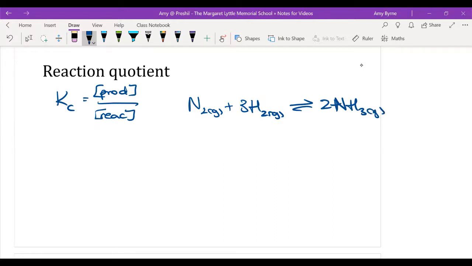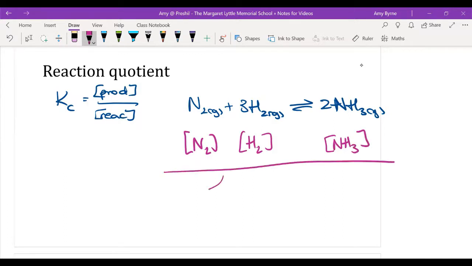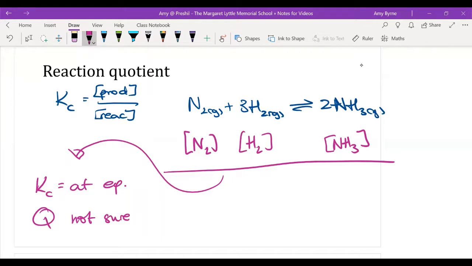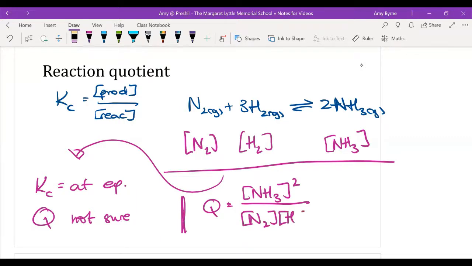I have a container of nitrogen and hydrogen that I've left on the bench for a while, but I'm not sure whether or not that is at equilibrium. So what I do, I take a sample of that and I measure the concentrations of each of these, and then I substitute those numbers into the Kc. So the Kc is for when it is at equilibrium. The exact same fraction, but with different numbers, is for when we're not sure whether it's at equilibrium or not. So the expression to use for reaction quotient is the same. This is going to be the concentration of ammonia squared divided by the concentration of nitrogen and the concentration of hydrogen cubed.